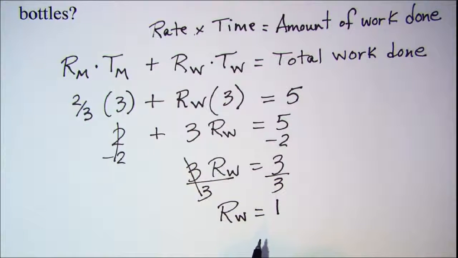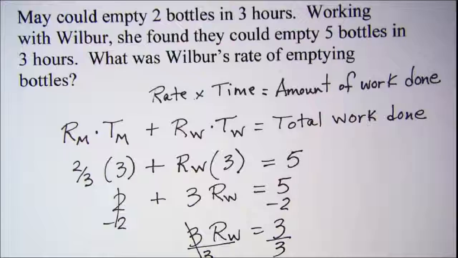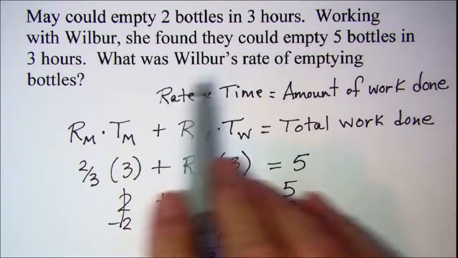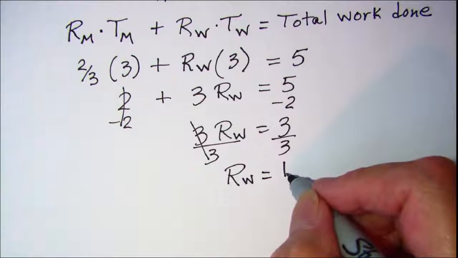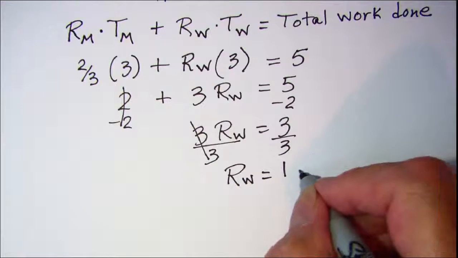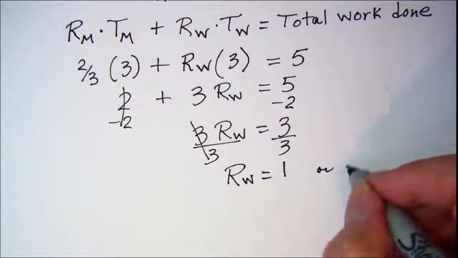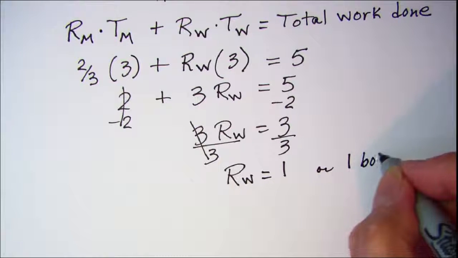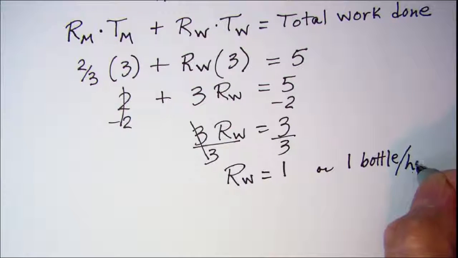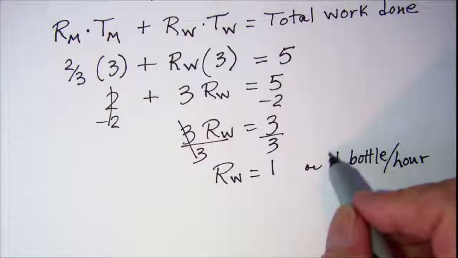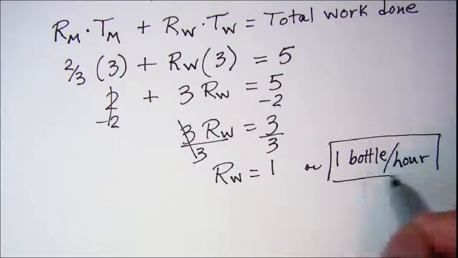Now the question was, what was Wilbur's rate of emptying bottles? So usually rate is given as a fraction or a ratio. So we could say 1, or we could say 1 bottle per hour, per 1 hour. So his rate is 1 bottle per hour.